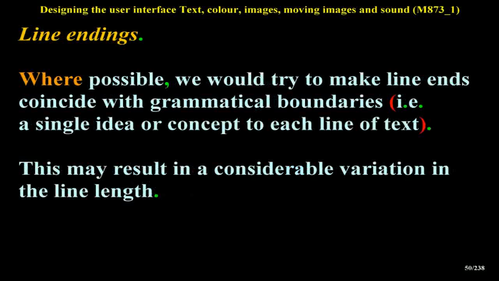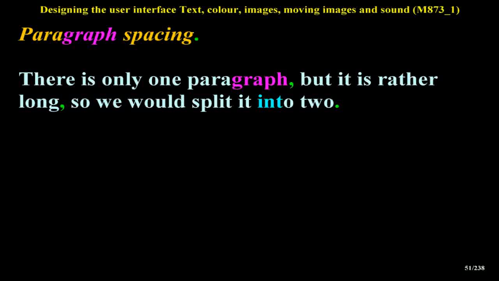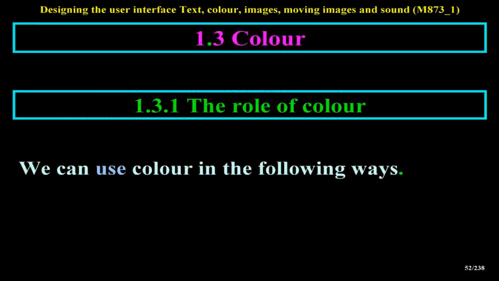Line endings. Where possible, we would try to make line ends coincide with grammatical boundaries, i.e., a single idea or concept to each line of text. This may result in a considerable variation in the line length. Paragraph spacing. There is only one paragraph, but it is rather long, so we would split it into two.